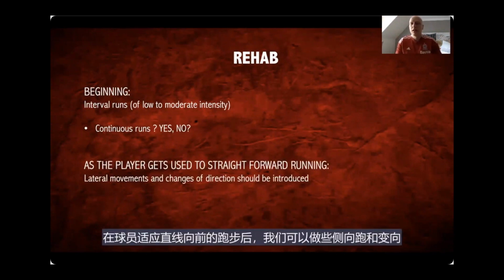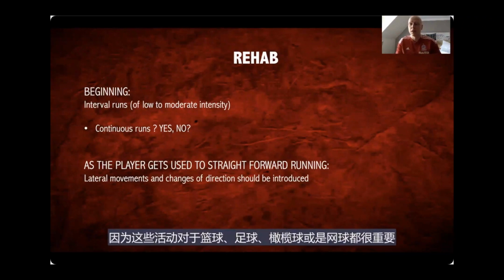Of course, as the player gets used to straight forward running, we can start doing some lateral movements and changes of direction because it is an important part of the basketball game or of any team sport such as soccer, American football, rugby, or even tennis.